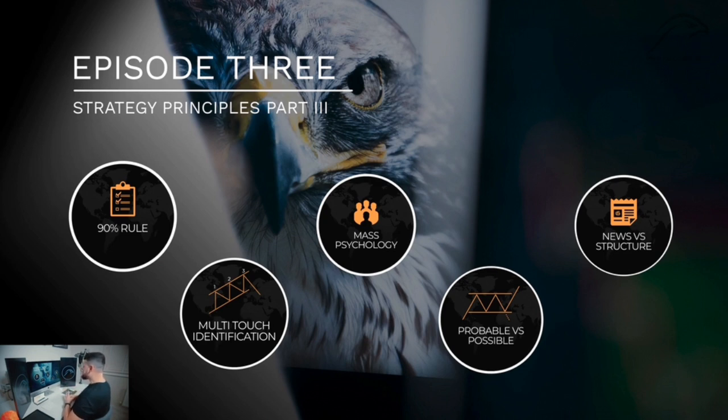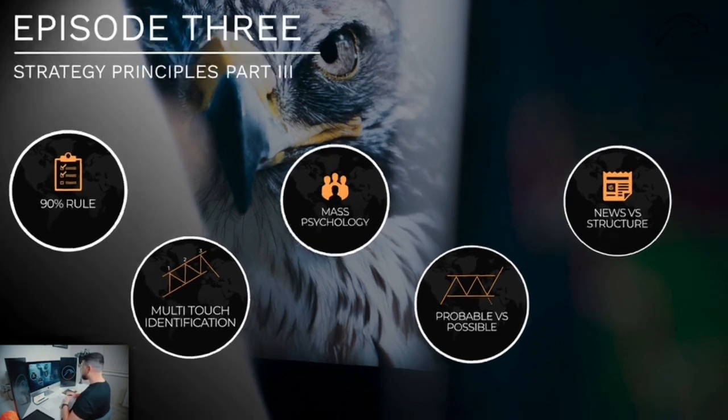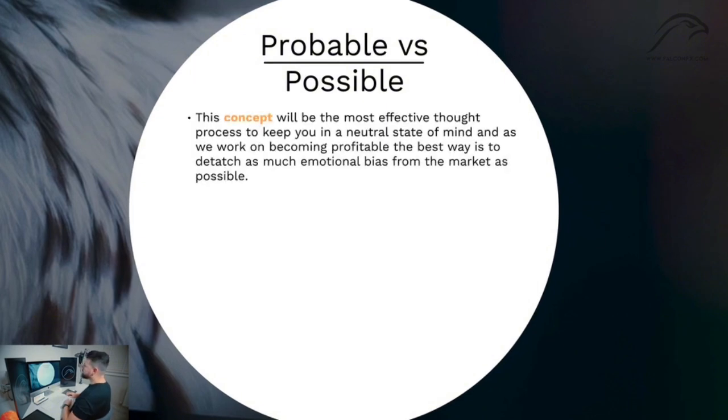Now, I mentioned something previously called the probable and the possible. I alluded to that within multi-touch, so I want to go into it in a bit more detail of what that actually means and what this concept is. So the probable versus the possible.